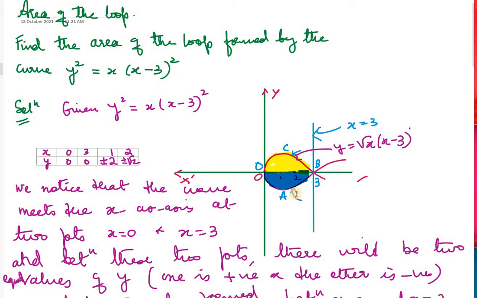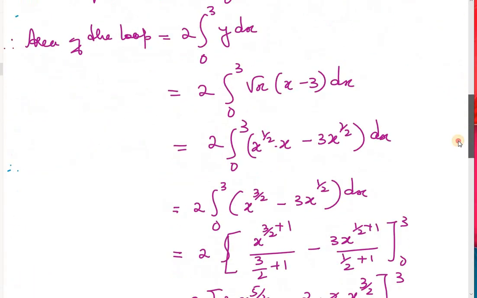It lies above the x-axis and also below the x-axis. So what you notice is that since the area of the portion which lies above the x-axis is the same as the area which lies below the x-axis, it's enough for us to calculate only the area of the region which lies above the x-axis and multiply it by 2. So on using the formula for the area bounded by the given curve between x is equal to a and x is equal to b, you can evaluate the area of this region and then multiply it by 2 in order to get the area of the whole loop.